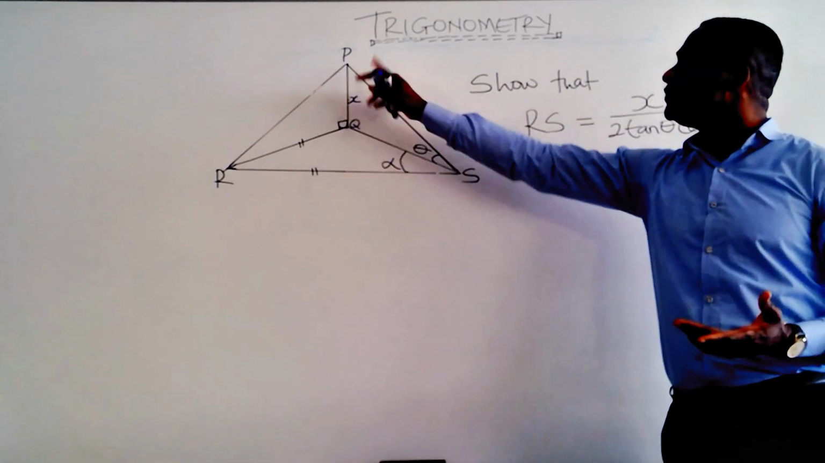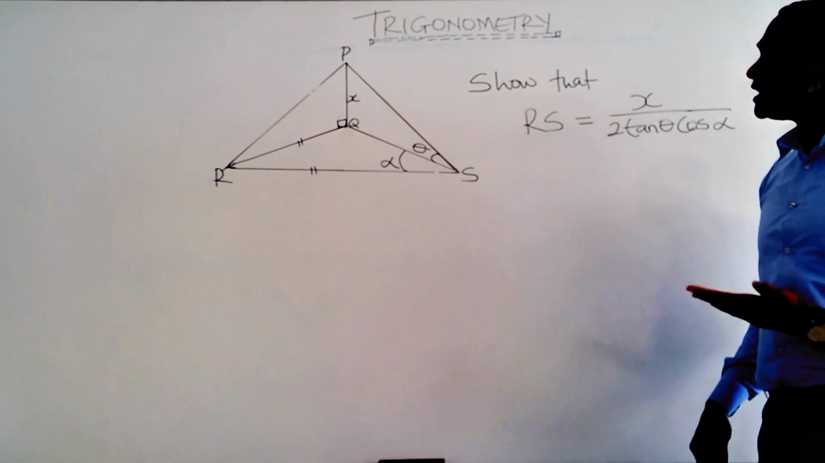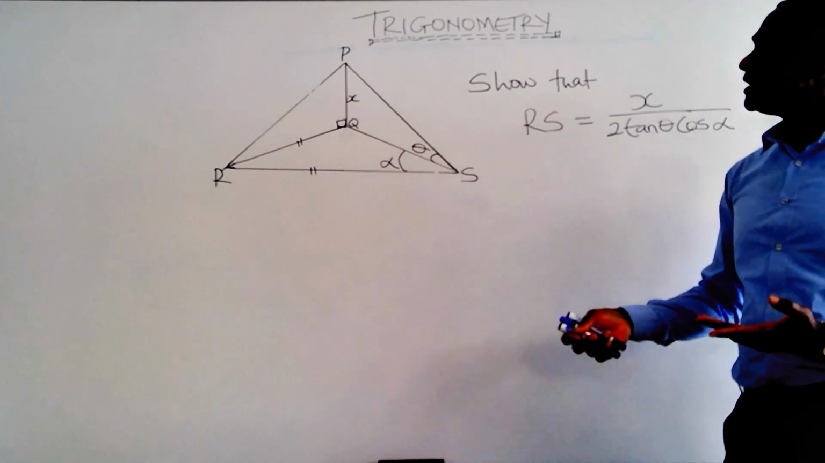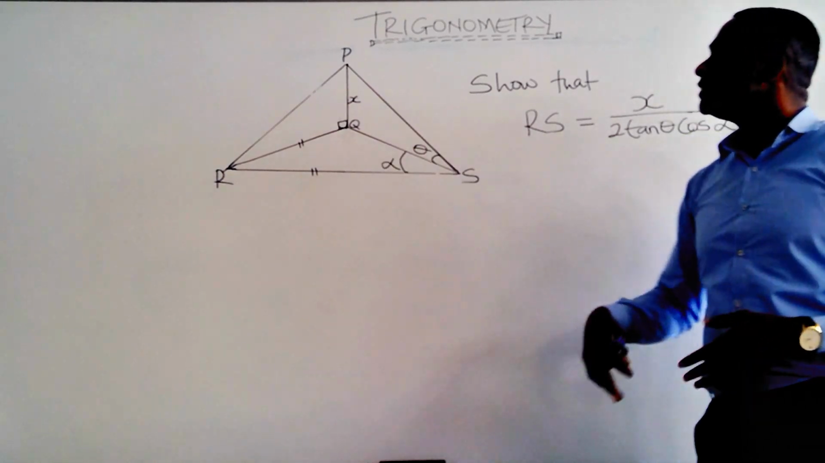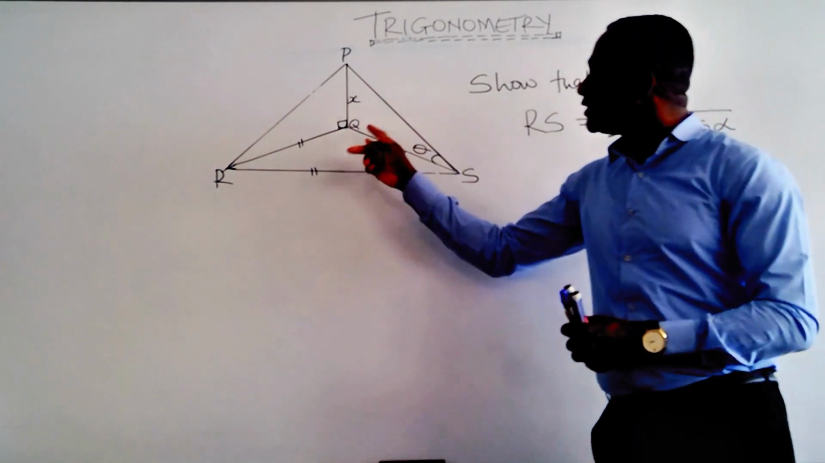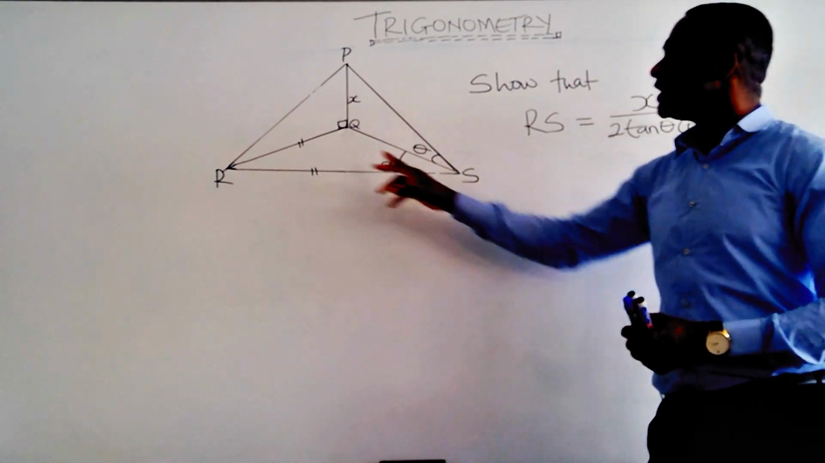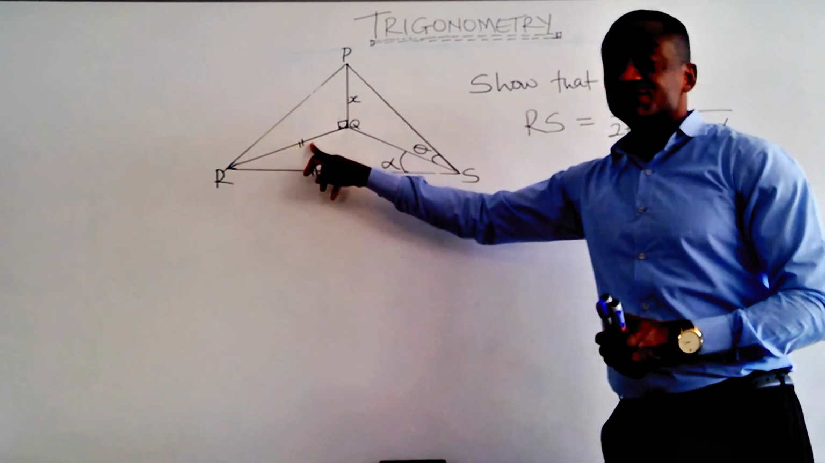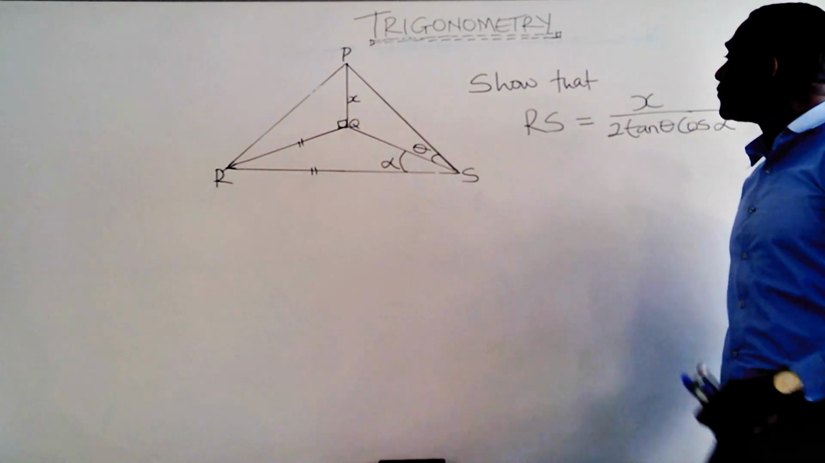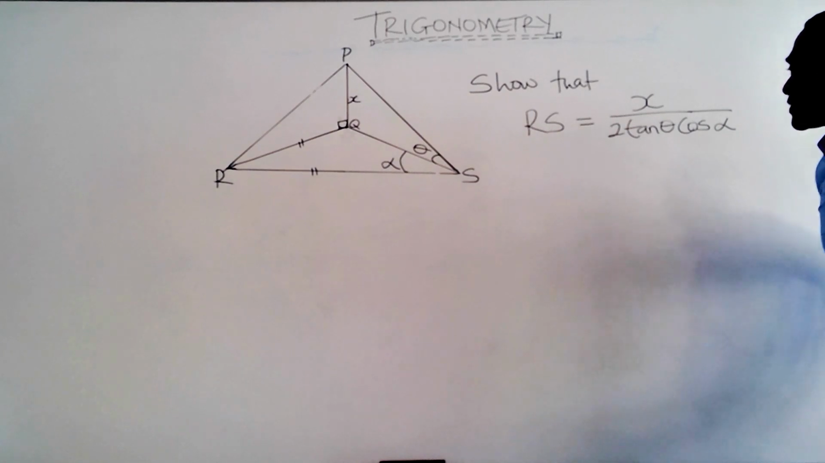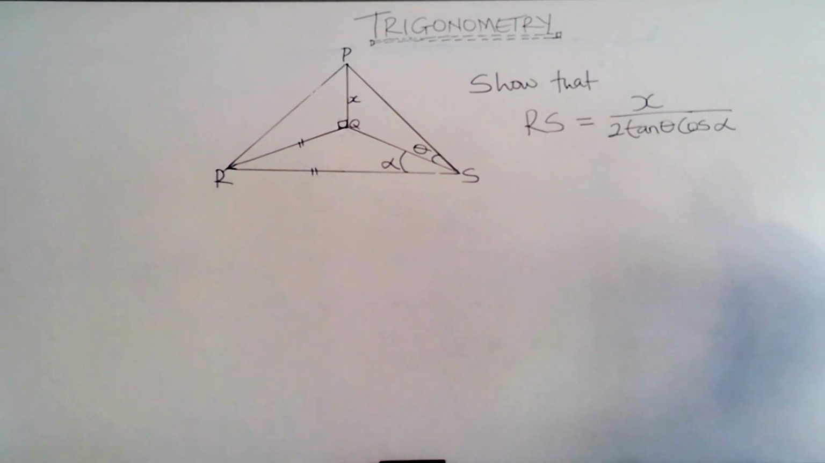We have the PQ. Length PQ is x. Angle PSQ is theta. Angle QSR is alpha. And then they also gave us that RQ is equal to RS. That's what this notation means. It means that those two lengths are equal. Now they're asking us to show that RS is x over 2 tan theta cos alpha.